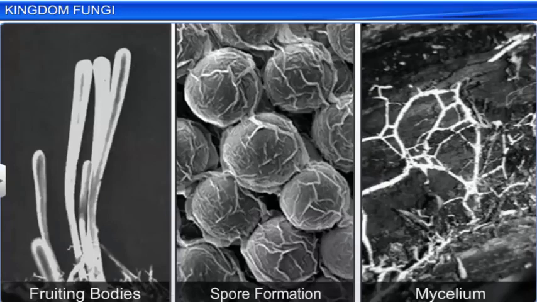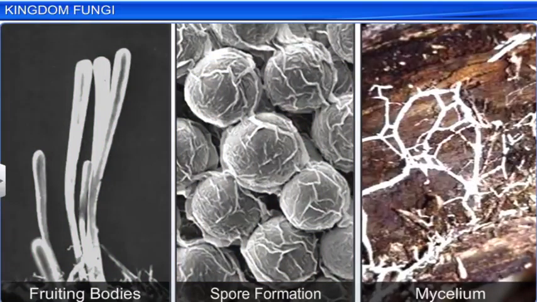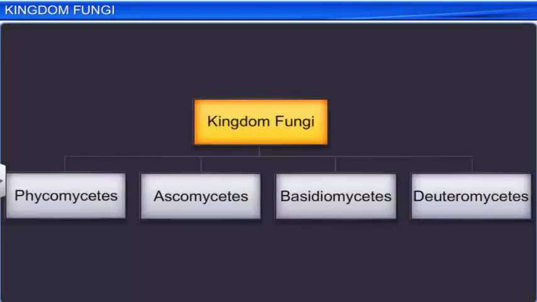Together, the fruiting bodies, the mode of spore formation, and the morphology of the mycelium form the basis of the division of the kingdom fungi into various classes. There are four main classes of fungi: phycomycetes, ascomycetes, basidiomycetes, and deuteromycetes.